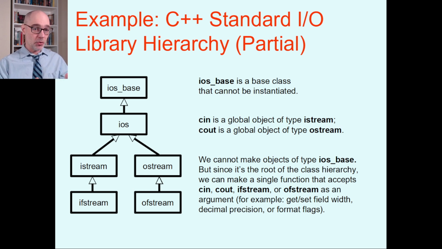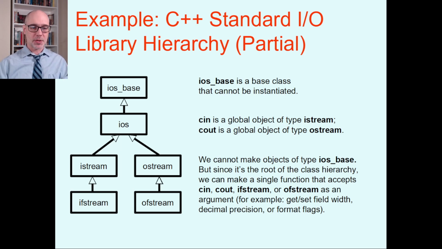But what you can do is you can make an ios_base pointer, and you can give it the address of anything in the picture. Or you can make a function that accepts an ios_base reference, and then that function will accept anything in the picture because they all count as ios_base things, even though ios_base itself, you can't make objects of that type.